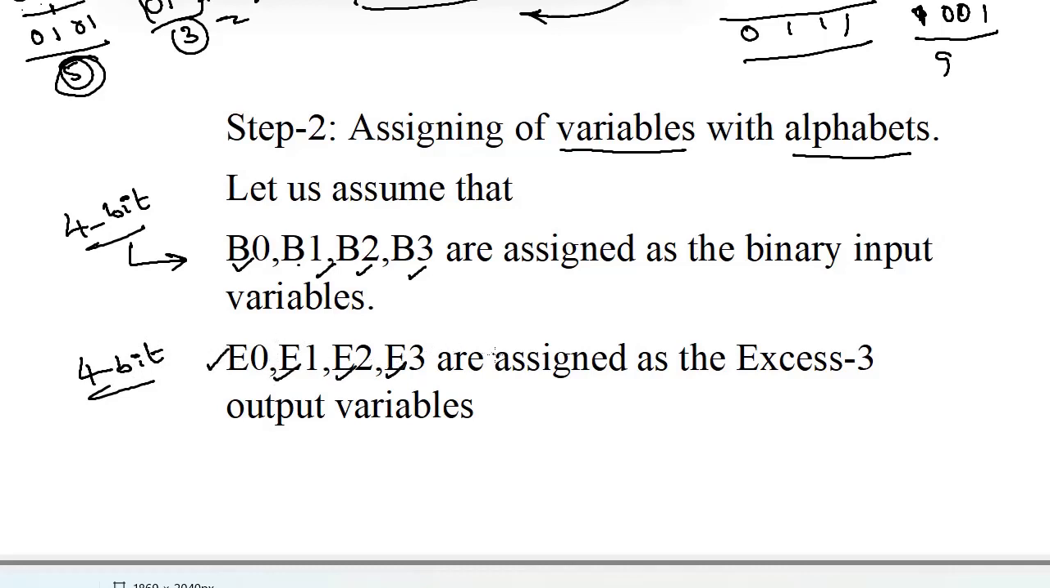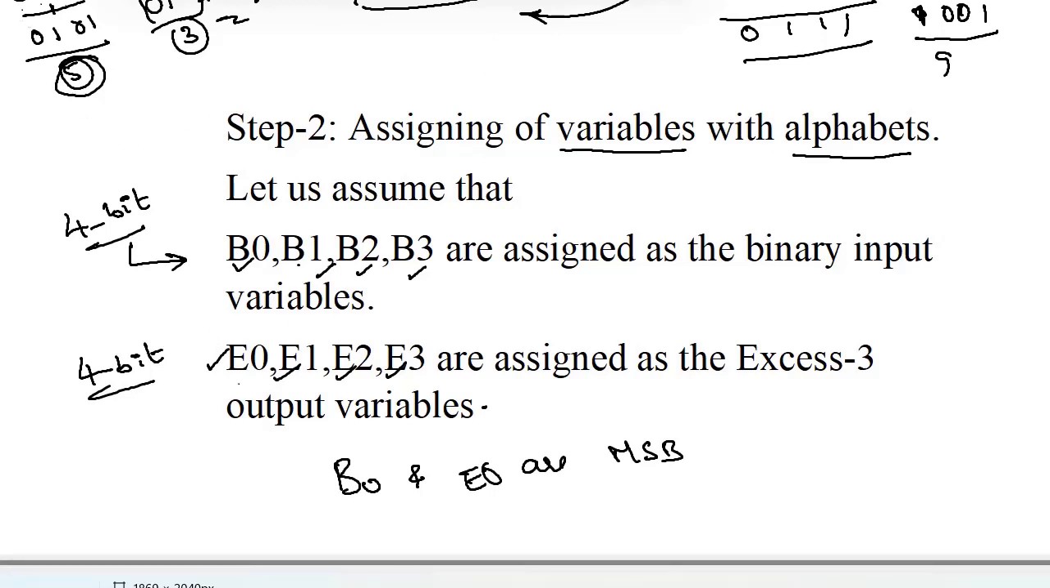Input variables are assigned with B0, B1, B2, B3. Output variables are assigned with E0, E1, E2, E3. Here B0 and E0 are the most significant bits. Second step is assigning input and output variables. The input variables are B0, B1, B2, B3, and the output variables are E0, E1, E2, E3. These are the XS3 equivalent values I am indicating with variables.